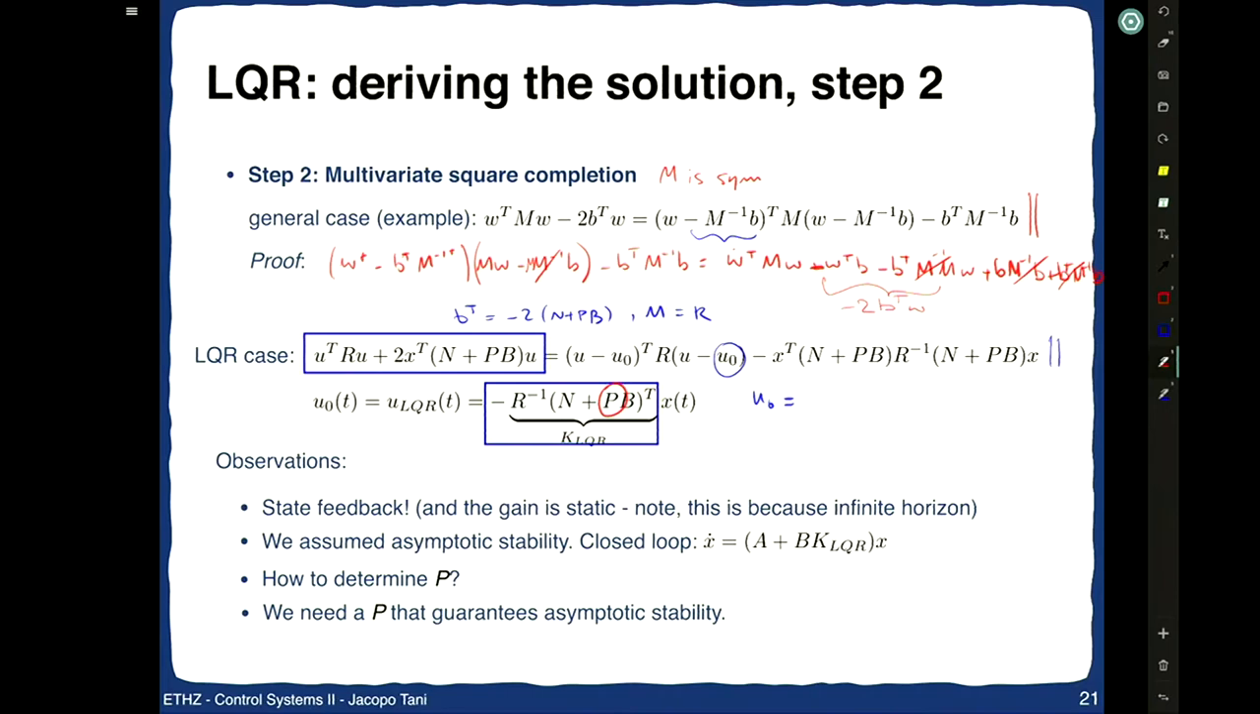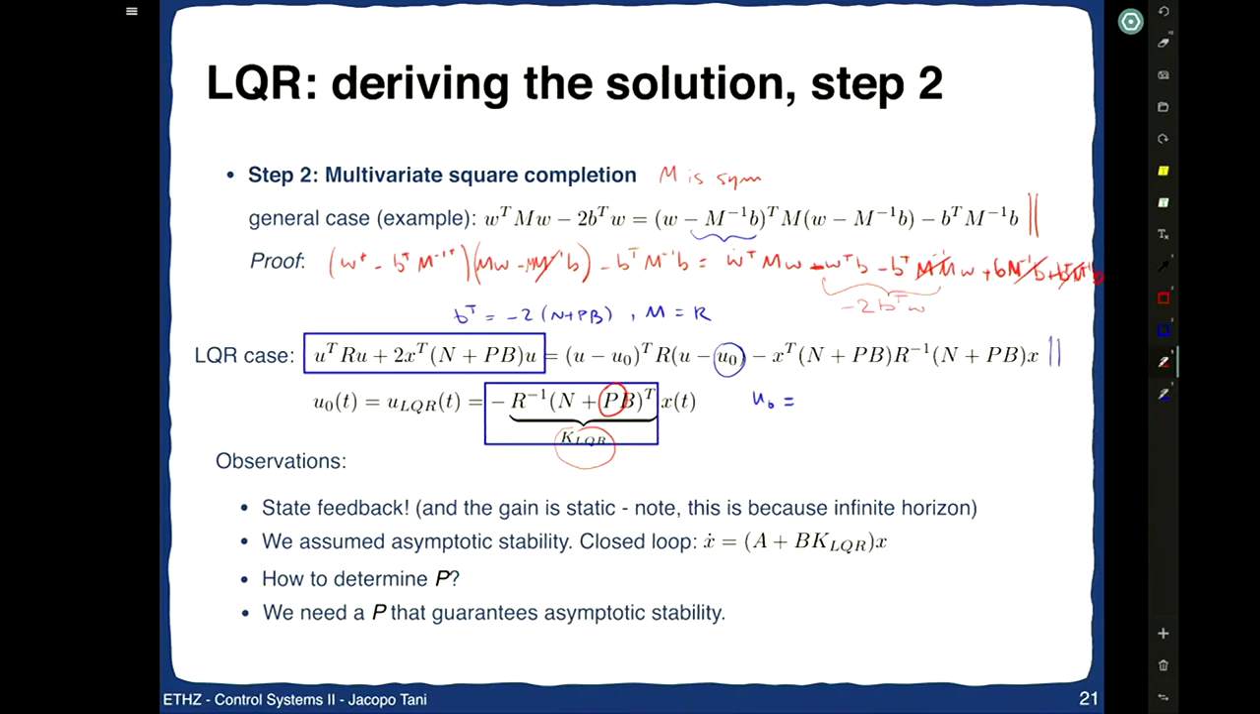So yes, we do have an expression of this u naught signal. It looks like a state feedback signal, which means we put this class in the right order in the course. It's good. We can notice that this feedback coefficient K LQR does not depend on time. It's static, which is nice. But there is a catch. The catch is we don't know what P is. And if we don't know what P is, it's not very useful, right? So the question now is, how do you find P?